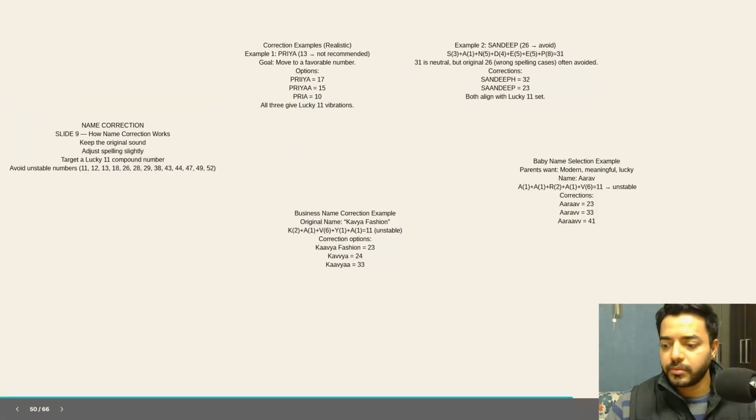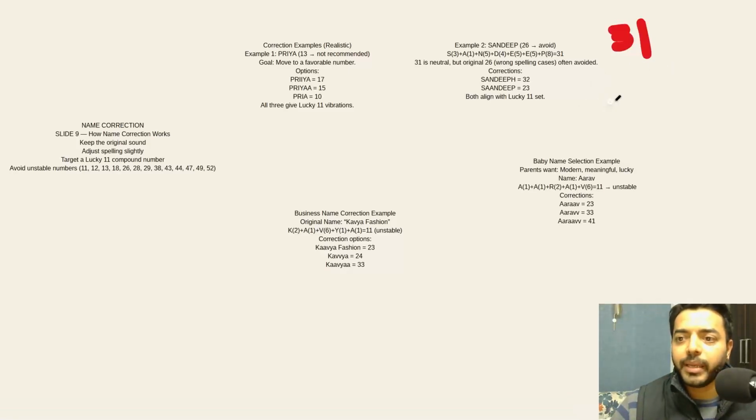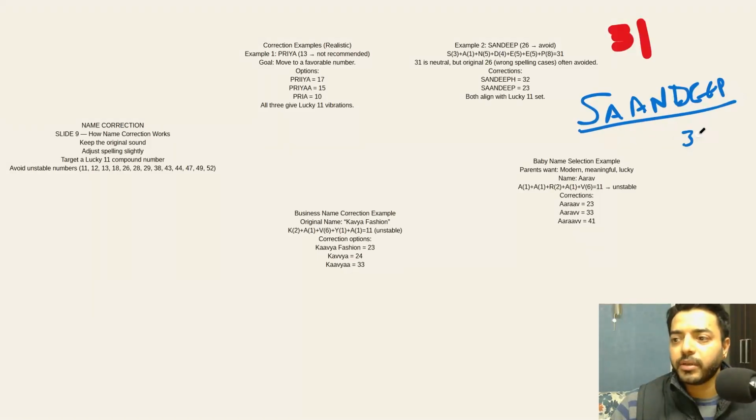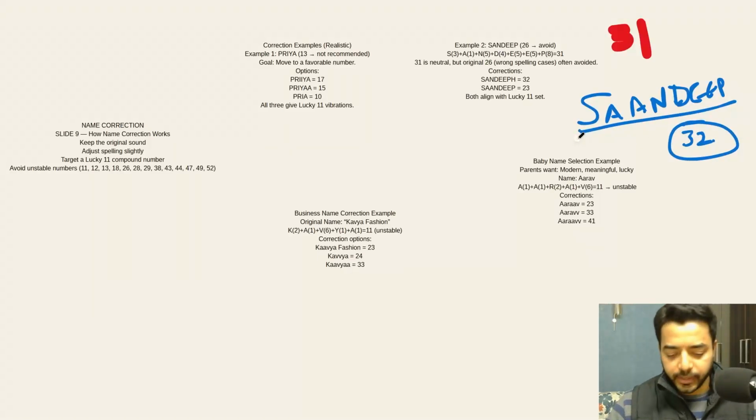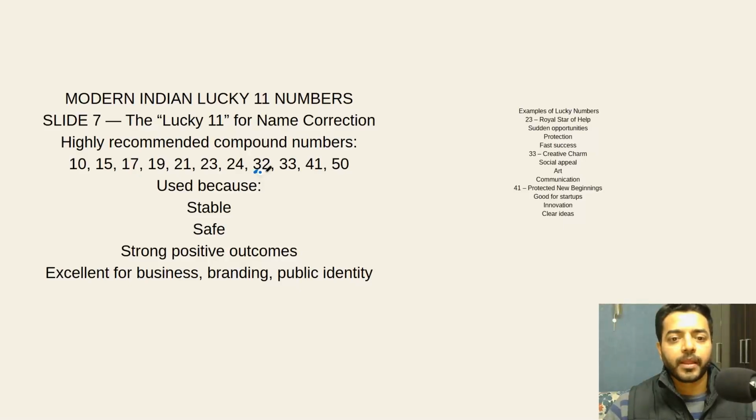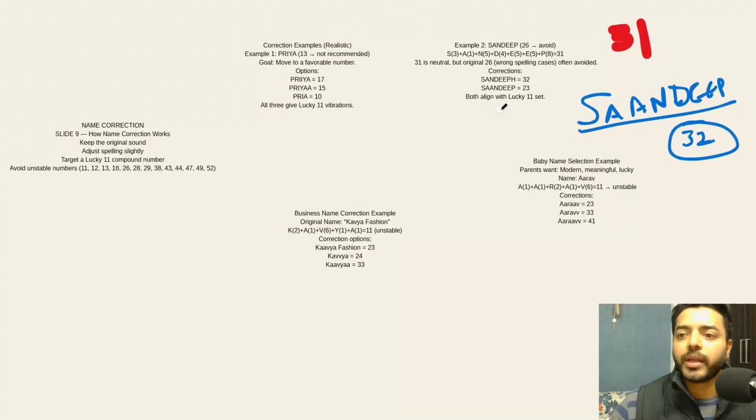Okay, so there's a pen. Sandeep has 31 as a numerical value. So basically you need to make it 32. So maybe you can add another A. A is equal to 1. So you add 2 A's and then make it Saandeep. So now it has a value of 32, and 32 is obviously a lucky number. So the vibration changes automatically, right? Or you can add a different character over here.